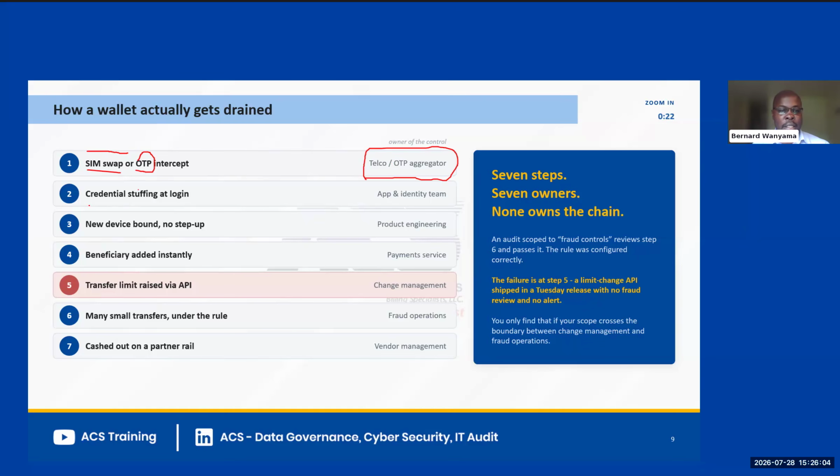You might have credential stuffing at login, a typical cybersecurity attack. You might have a new device being swapped out. The customer might change their phone, or somebody might change the customer's phone, and in between there, you have issues. You might have a beneficiary who's added quickly, and funds are sent out to a strange country that you've never been. You don't have anybody you know, maybe in Uganda, and your money has been sent to a country that you've never even visited or never had a friend from.